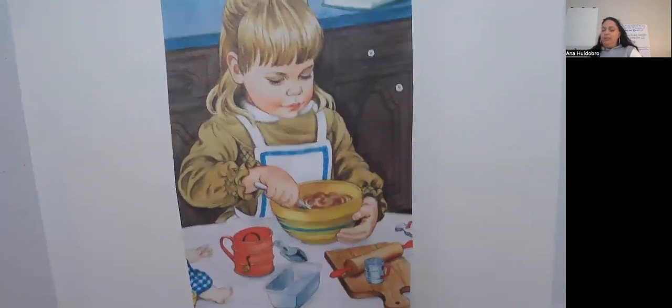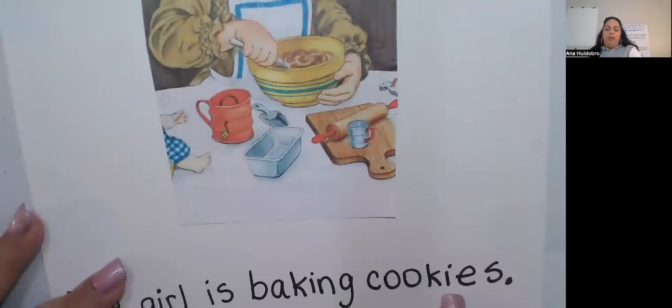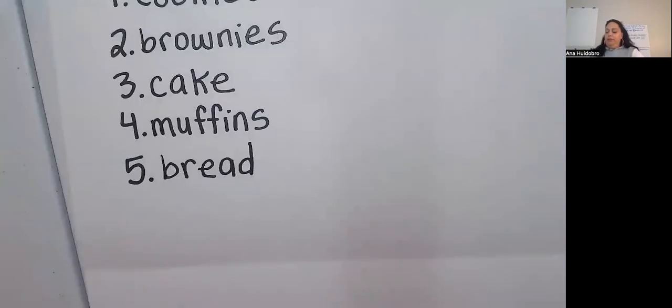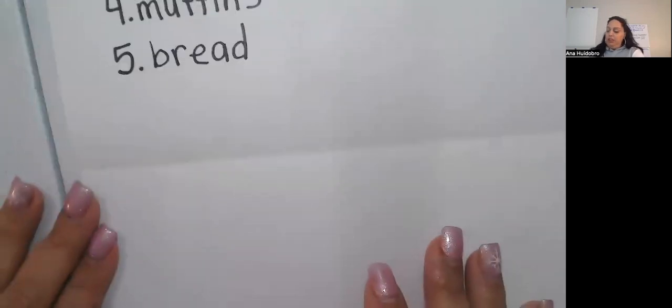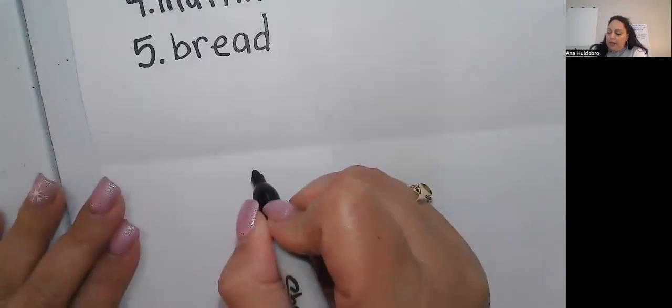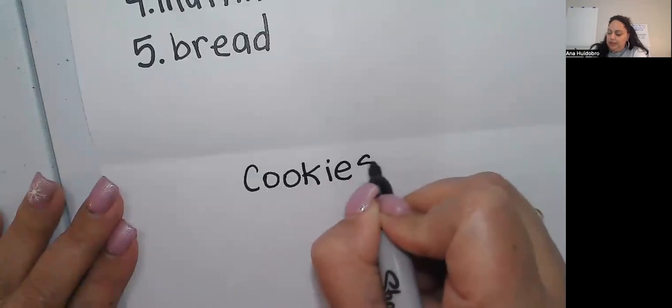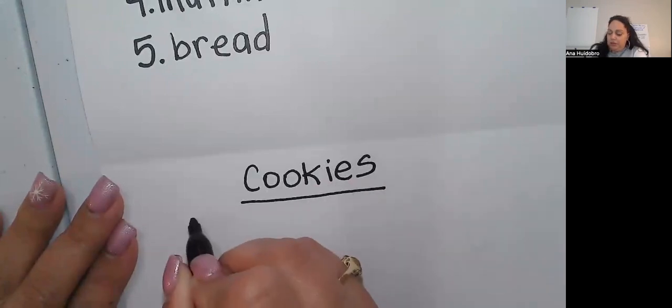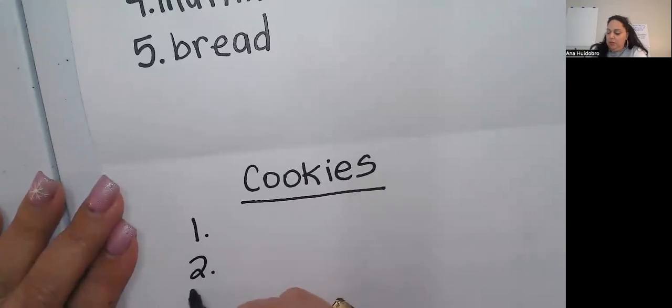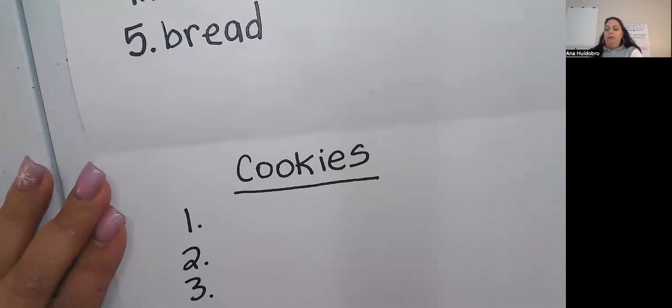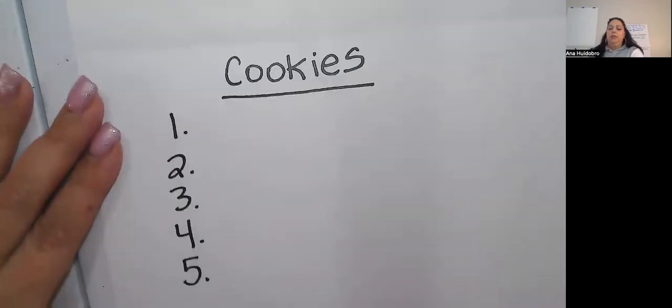So here we're going to have this picture. But since we did focus on cookies, I want you here on the bottom of this page to write cookies. And I'm going to ask you to once again put 1, 2, 3, 4, 5. I want you to list 1, 2, 3, 4, 5. Okay.